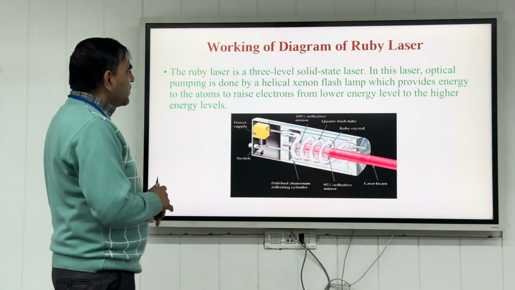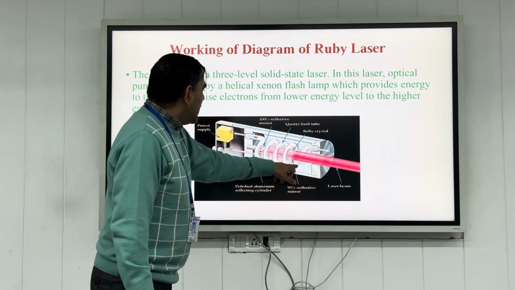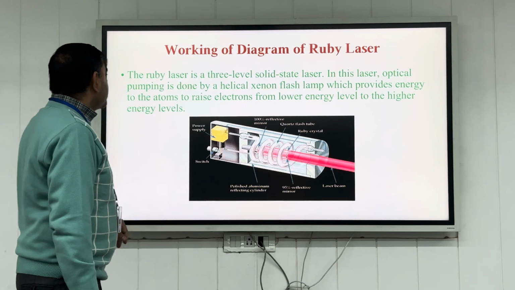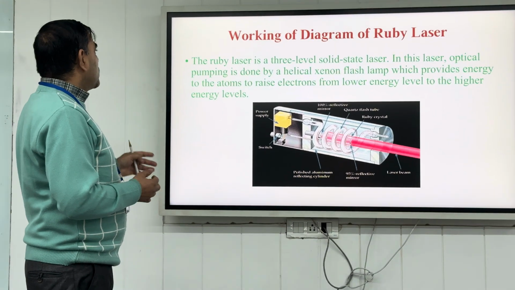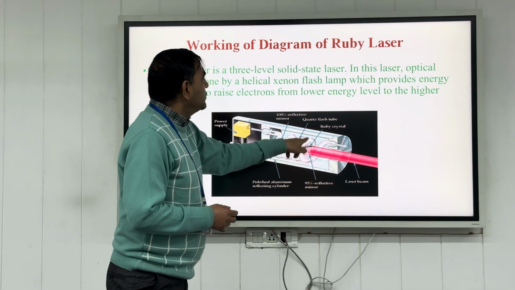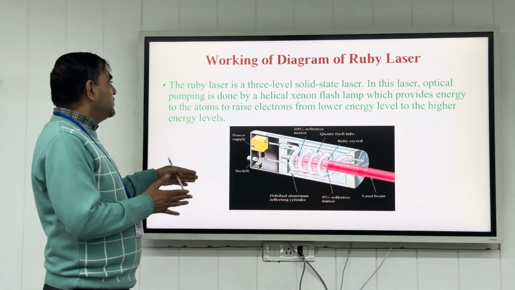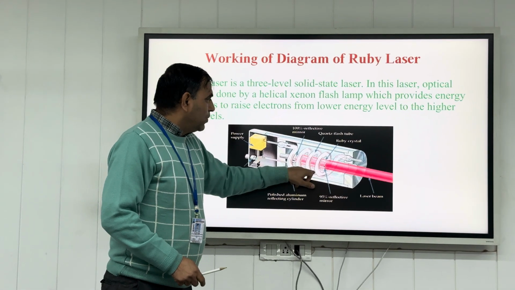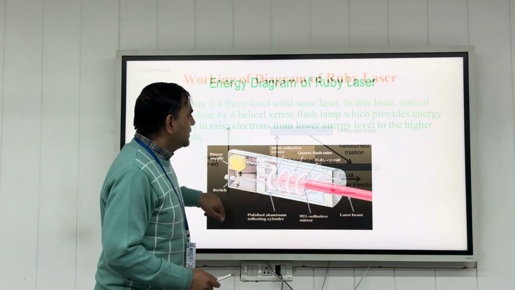So this is the diagram, and this is the ruby rod, and this is the helical cylindrical flash tube. So the ruby laser is a three-level laser, as we discussed. In this laser, optical pumping is done by the helical xenon flash tube, which provides energy to the atom and raises the electron from the low energy state to the higher energy state.